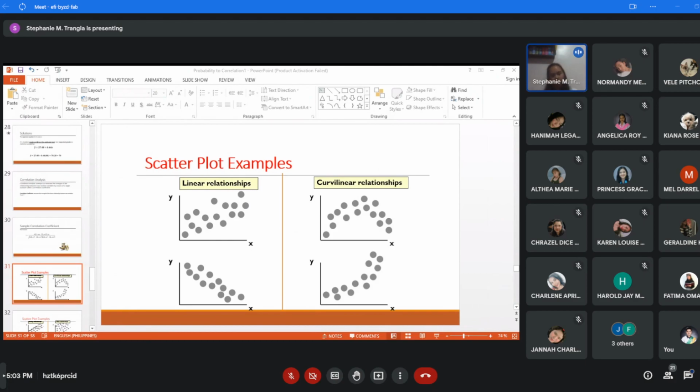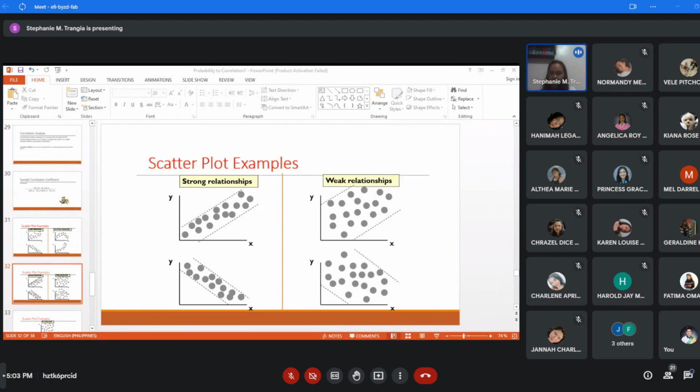If the data points show an upward or downward trend, then there exists a linear relationship between x and y. But if the graph curves, as on the right side, and the curve is clear, then there is a curvilinear relationship between the two. But what we are concerned with is only the linear relationship.